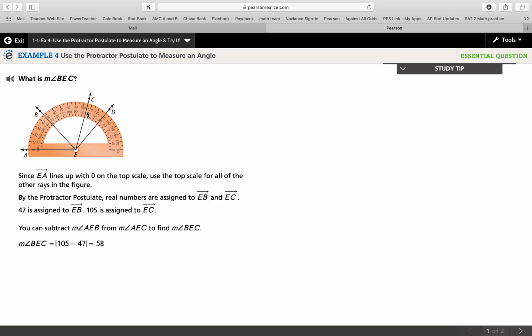If we were to subtract these two rays, 105 minus 47, you would get the angle in between, right? So AEC is 105 degrees, AEB is 47 degrees. If you subtract the big angle and the small angle, you get what's left inside. Of course, angles have to be positive, so we gotta do the absolute value. Okay? So it's just the big angle minus the small angle in here.